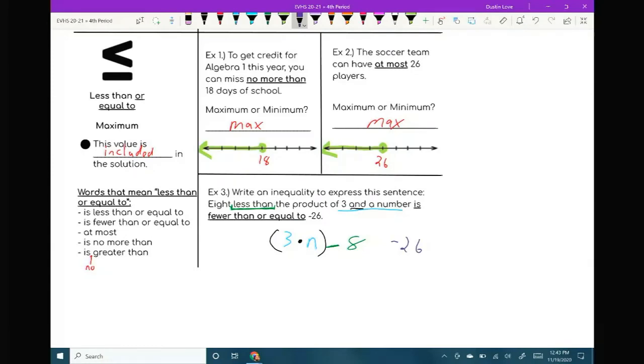Well, again, when you read is fewer than or equal to, you've got to say which one's bigger, which one's smaller. Well, if this whole thing on the left is fewer than, then that's where we're going to get our less than or equal to. So just make sure that you're reading these things carefully.